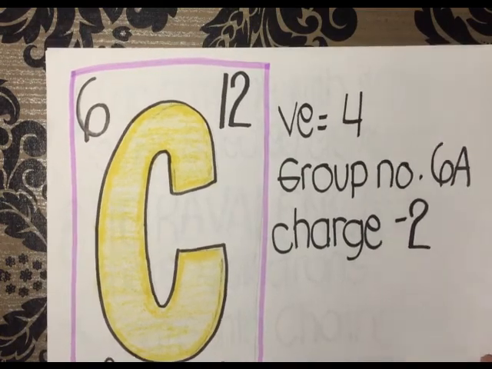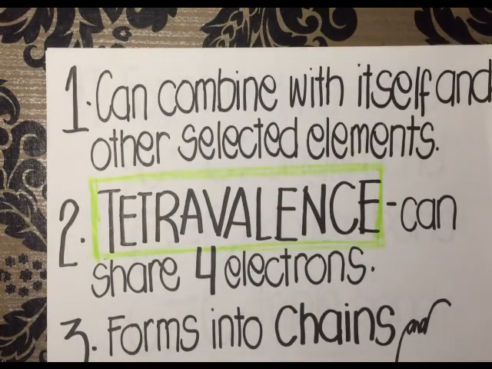Okay? So, carbon can combine with itself and other selected elements. Isa yun sa mga katangian ng carbon, no? So, since 4 yung kanyang valence electron, mas greater yung chance na makipag-share siya ng other electrons to another element. It is also tetravalent. Tetra means 4, which means it can share 4 electrons.